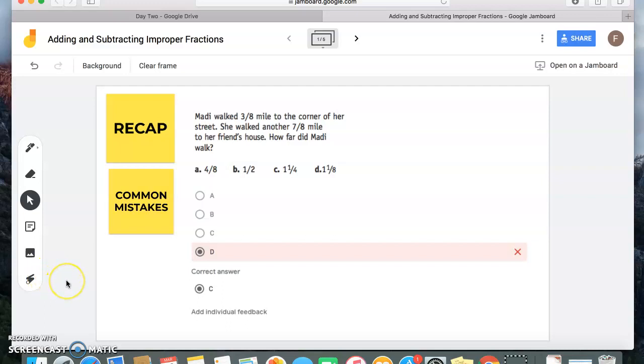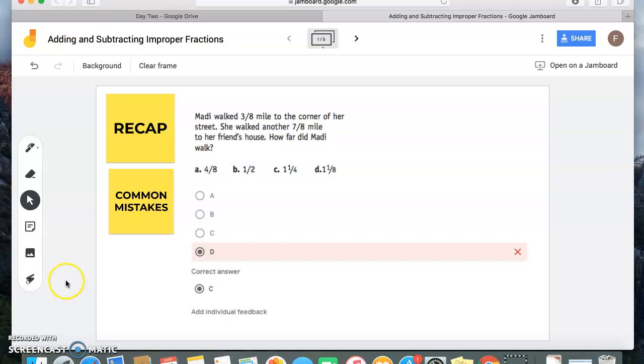Hello, today we are going to focus on adding and subtracting improper fractions. However, before we move on to that, I just want to go over a few things from yesterday's work. First, you all did a fabulous job. I am very impressed how hard you worked in this online learning experience.